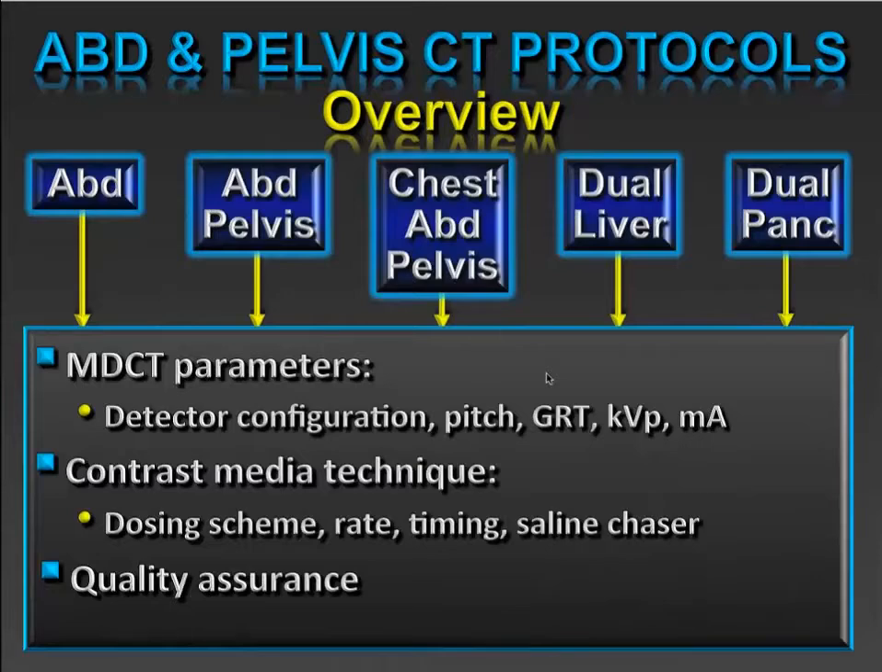So these are the main protocols we're going to talk about today. There's some other niche applications that we won't discuss. But in looking at the abdomen and pelvis, chest, abdomen and pelvis, dual liver, and dual pancreas, we'll look at the parameters, including the detector configuration, the helical pitch, the gantry rotation time, and then the parameters of milliamperage and voltage. And then for contrast media dosing schemes, there's a number of them out there. We'll talk about what might work best in your practice: rate, timing, saline chaser. Then I'm going to share with you some research that we've done recently looking at reproducibility of particularly radiation doses, and we'll extrapolate that as well as contrast media utilization.